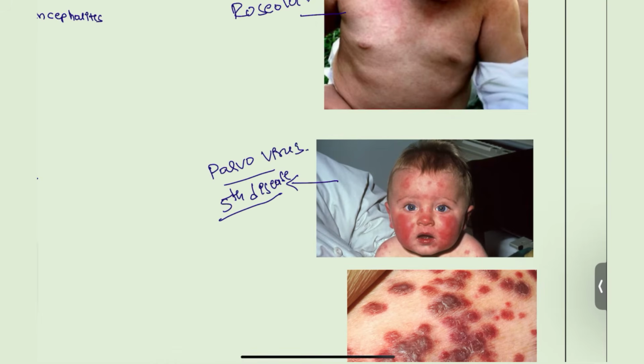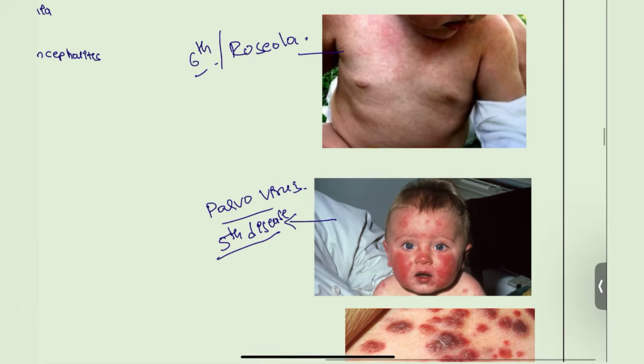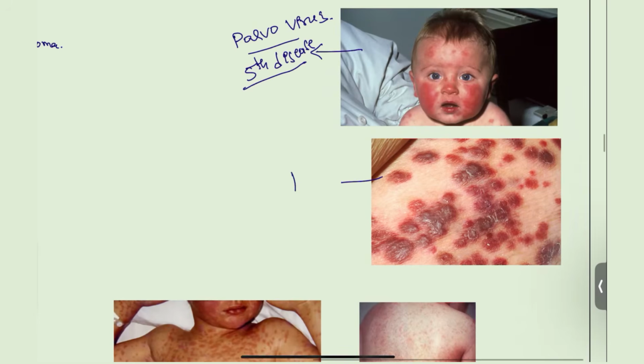Slapped cheek appearance, fifth disease, that is seen in this patient. Sixth disease, and roseola, that is what you are going to see here. Completely from the neck to the toe, you are going to see the rash, and fever and rash subside at a time. That is the difference between roseola and the other diseases. Next, this is the condition of Kaposi sarcoma.